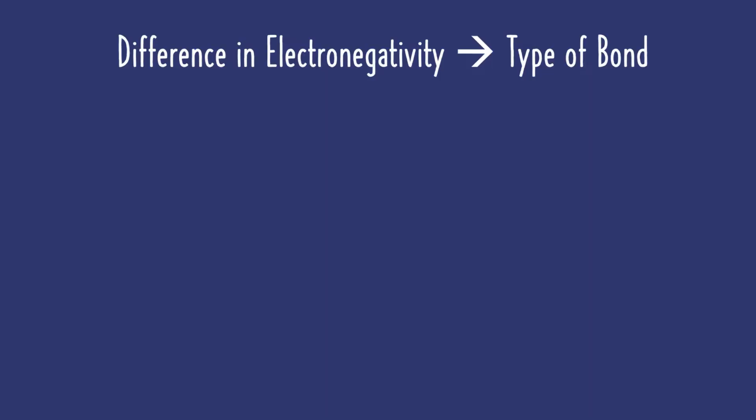It is the difference in electronegativity between two interacting atoms that determines where unpaired valence electrons go. These are called bonding electrons because they are involved in chemical bonding.